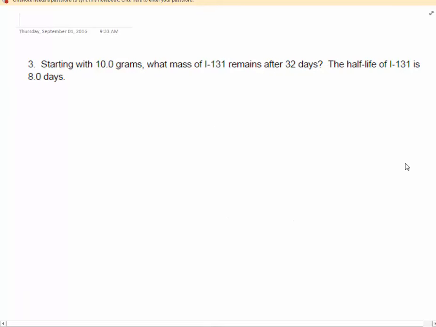Number 3. So we start with 10 grams of iodine-131. And we want to know how many remain after 32 days. They tell us the half-life of iodine-131 is 8 days. So again, we want to start thinking about this as time that's passed versus our mass we have. So again, always start with 0 time. So 0 time has passed, and we start with 10 grams.